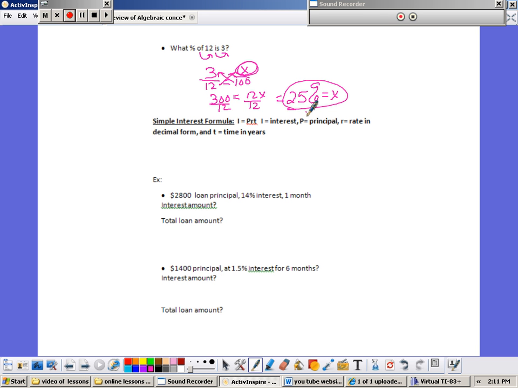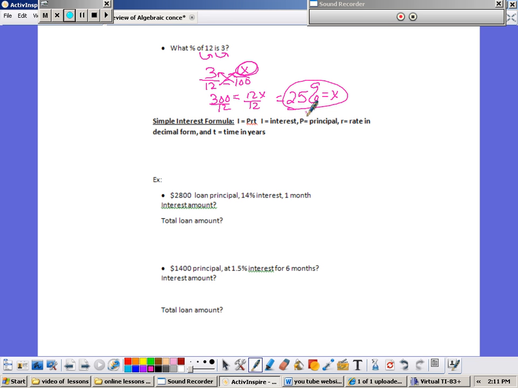Okay, simple interest. We're going to get into compound and continuous interest later, but the simple interest formula is I equals PRT. It's on your formula sheet. I is your interest, P is your principal, the amount of money you're taking out or putting in. R is your rate. It must be in decimal form. And T is time, and it must be in years, which means if your time is 6 months, you have to put half a year, or 6 over 12, which is half a year.